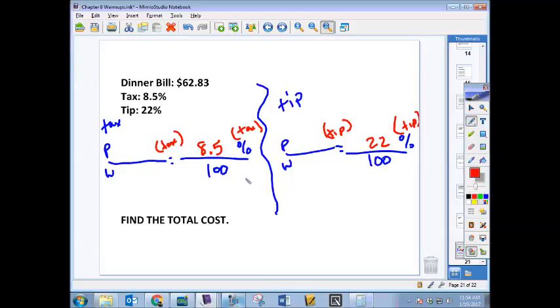Now, we've got to remember that when we're finding tax, what we're really doing is we're figuring out 8.5% of that and 22% of that. So why am I telling you that? Because we use the word of to mean what? Part or whole? Whole. So we know that 6283 is going to go in the whole spot on both of these. 6283, 6283. Everybody got that?